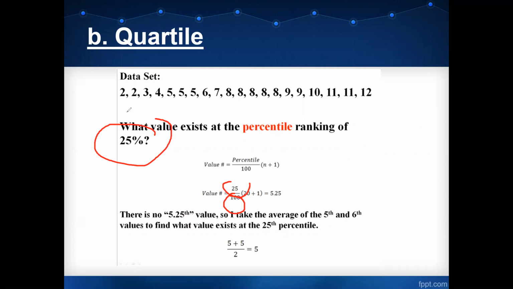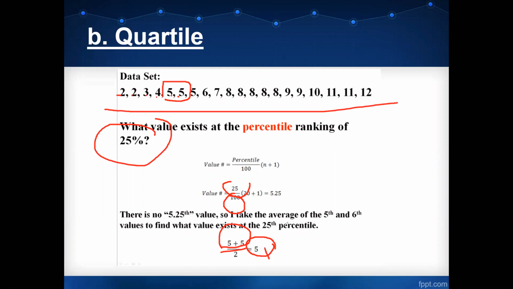So I take the average of the 5th and 6th. What is the 5th and 6th? 1, 2, 3, 4, 5, and 6. So, 5 and 6. What we're going to do is add them and then divide by 2. So, the 25th position or the 25% of this data set is number 5. And that is the quartile.